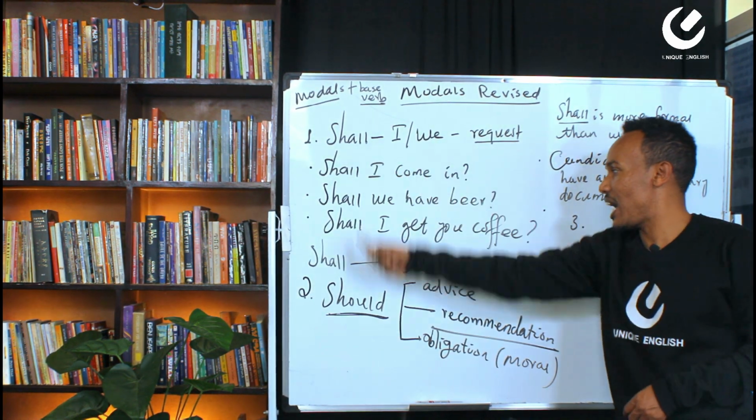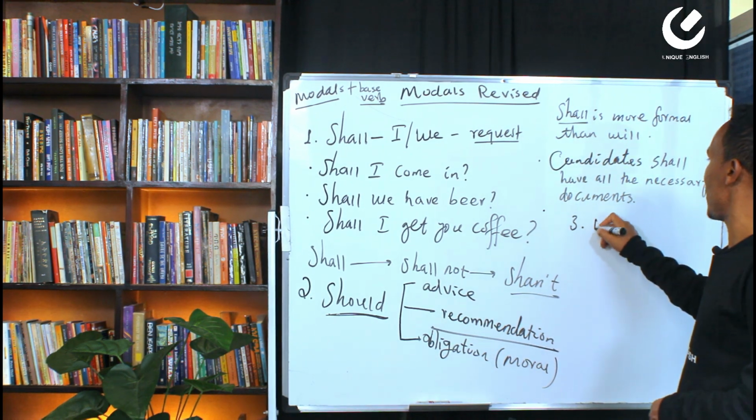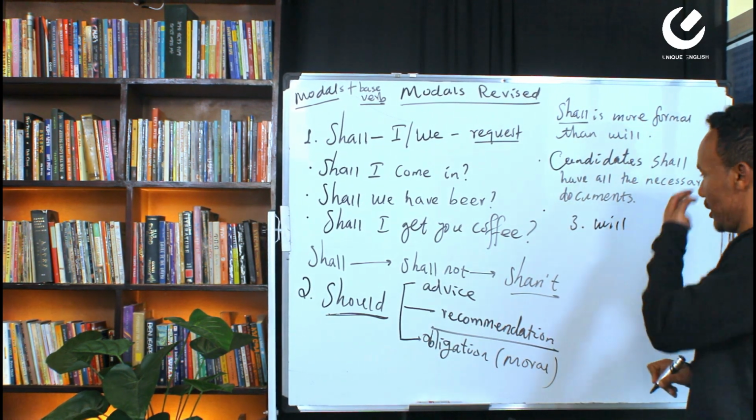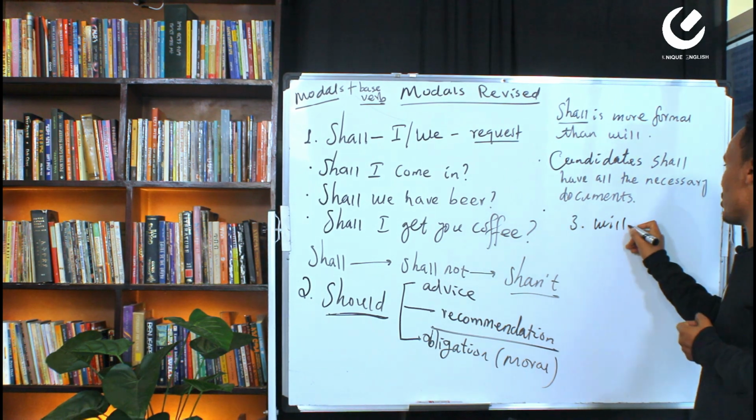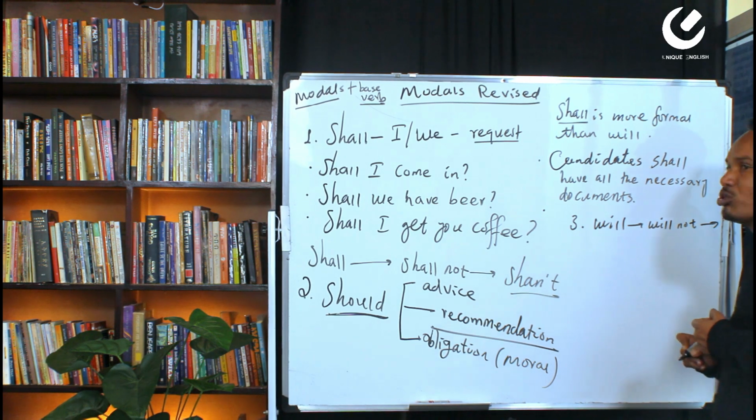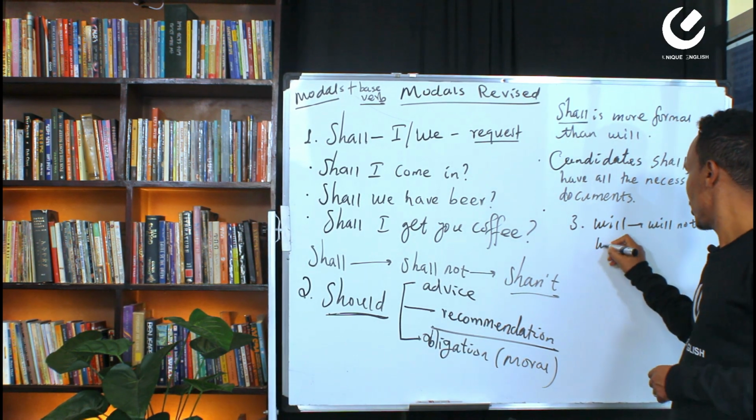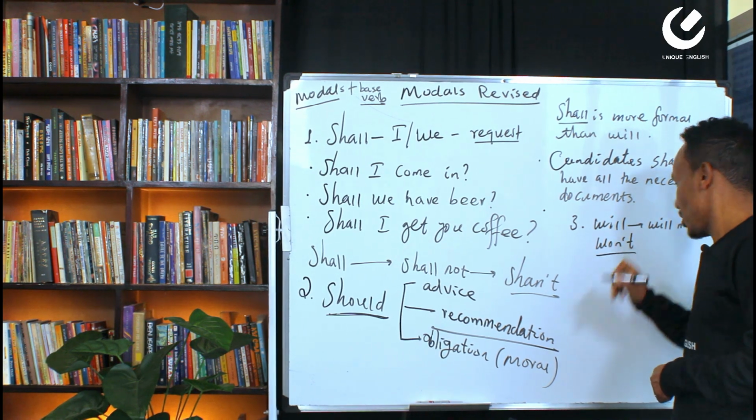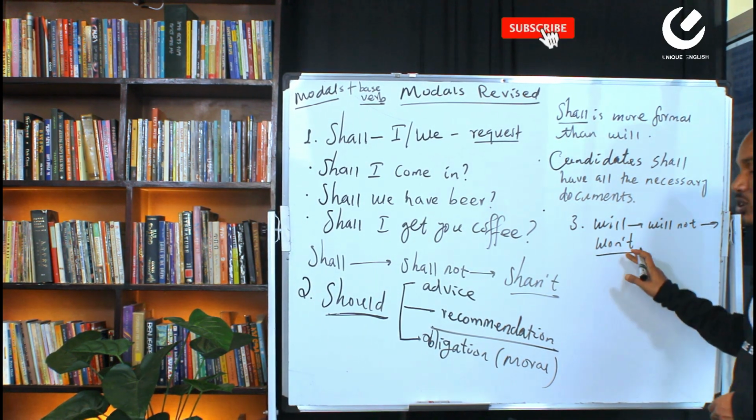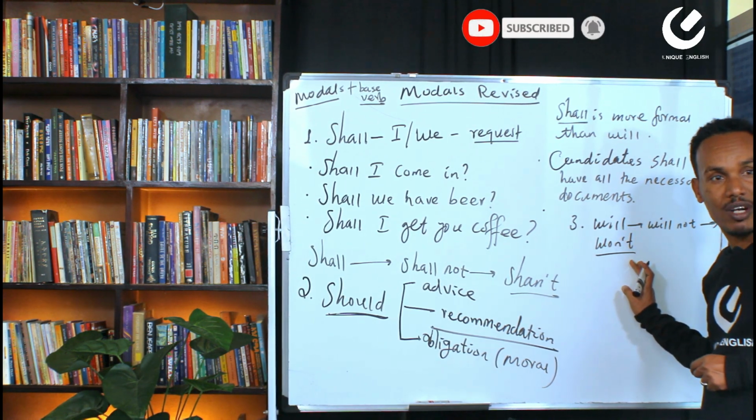Once you understand shall with we, let's talk about this: will. What's the negative form of will? Will not. That's formal. And what is the contracted form of will not? Won't. Do you understand me? Yes. So you can pronounce it, this won't, there's no problem, right? Yes.